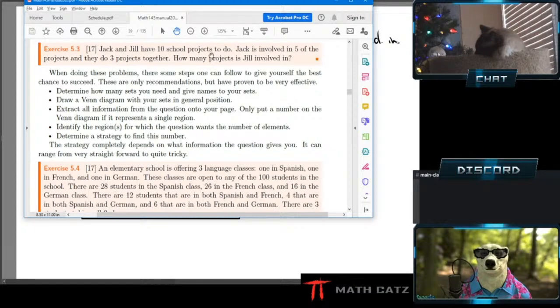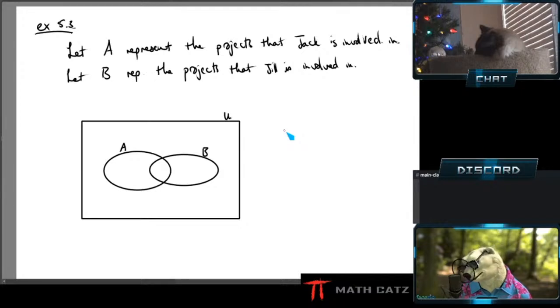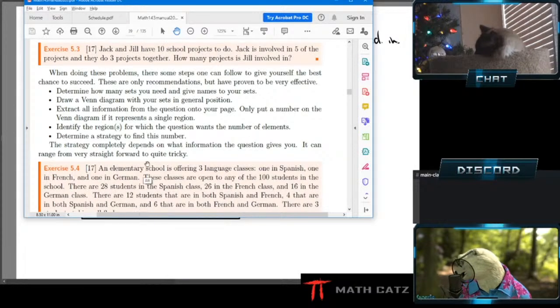Jack and Jill have 10 school projects to do. That means if I pool all of their projects together, I'll get 10. Now, I'm not going to put the 10 there, or there, or there, or there, because it's a collection of more than one region. And I'm going to forget what that 10 represents. So I'll just put it on the side because they're giving me information about the union. However, I have a diagram here. It would be nice to put things on the diagram when I can.